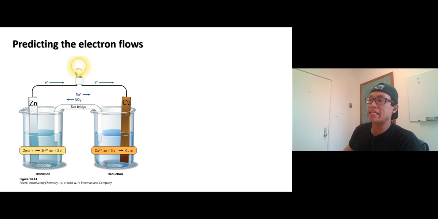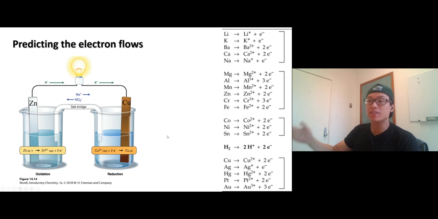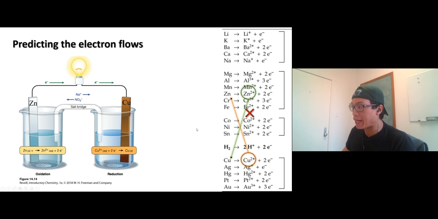All right, so predicting the electron flow. How do we do that? Well, the activity series. There are two options here that could happen. Either copper 2 plus can oxidize zinc, or zinc 2 plus can oxidize copper. There are only two options.